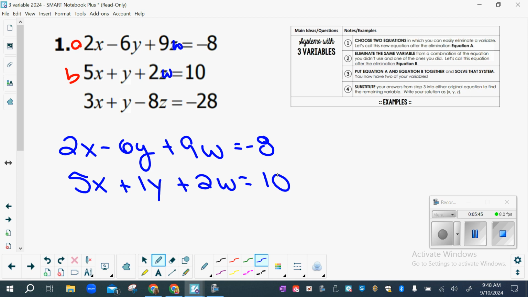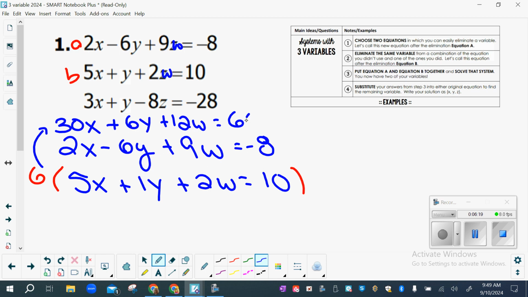So I need to change that bottom guy so he's got a 6. So please give everyone in his row a 6. Are you ready? We're going to multiply everything by 6. Don't forget to do everybody, right? I'm actually going to write it up here because I want to save a little space. So I'm going to come up here. I'm going to make it 30x plus 6y plus 12w equals 60. And then I am going to erase this guy. Boom.